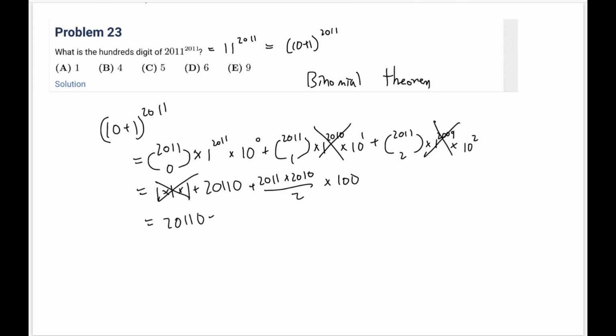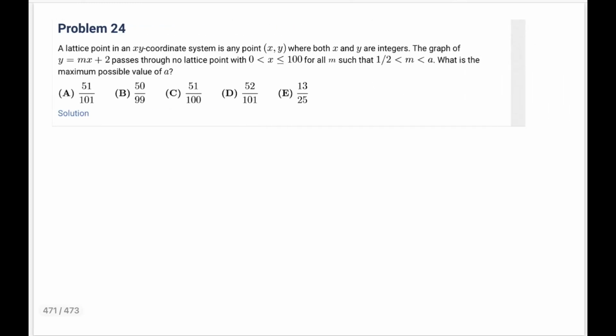And so this is 20110 plus, and then this is 2011 times 1005, times 100, and we don't need to solve for this whole thing, because all we're looking for is the units digit of this number, because this number will be multiplied by 100, and so the units digit of this number will be the hundredths digit of this whole number, right? So this hundredths digit is 1, this hundredths digit is 5 times 100, so it's 5. So 1 plus 5 equals 6. The answer is 60. Answer is D.